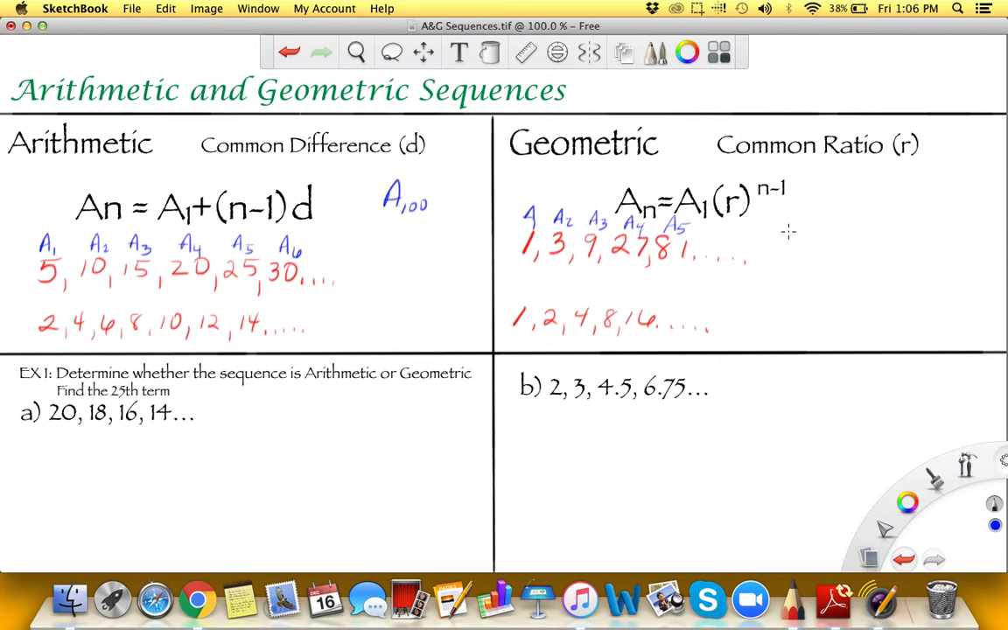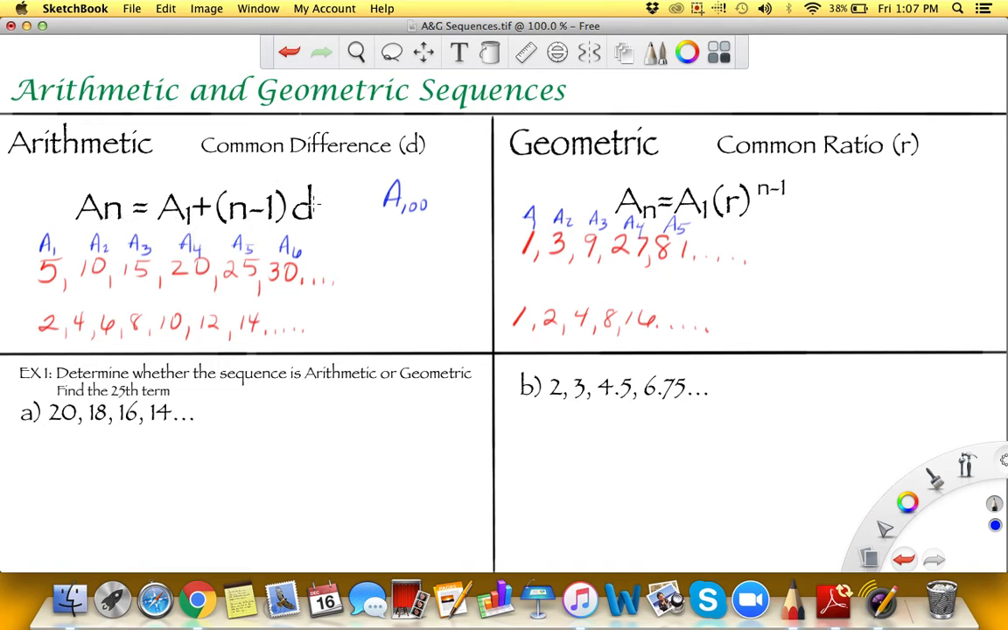Okay, so now we're going to get into actually working with these sequences. Let's look at this first example. It says determine whether the sequence is arithmetic or geometric and find the 25th term. Real quick, something I want to point out when I look at these formulas: A sub n is not the total number of terms, but any term. Whatever n is, if n is 4, we're talking about the fourth term. That is very, very important. A lot of people confuse that.